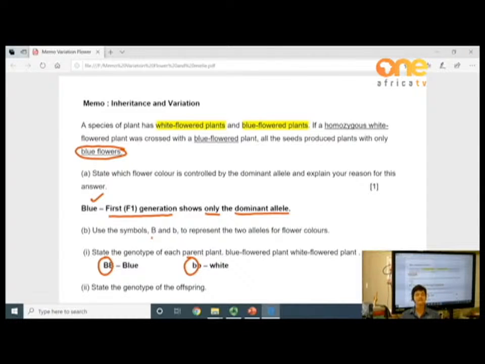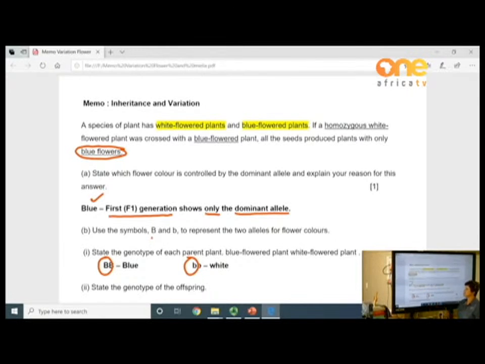Flowers. It is the same species, so it shows variation. It either has white flowers or blue flowers. But when we have a crossbreeding between the white flower and the blue flower plants, all the offspring was blue. That helps us to see that this flower color is controlled by the dominant allele blue.